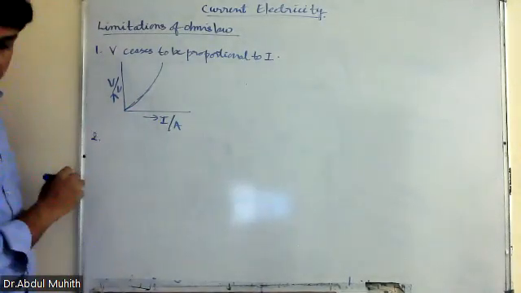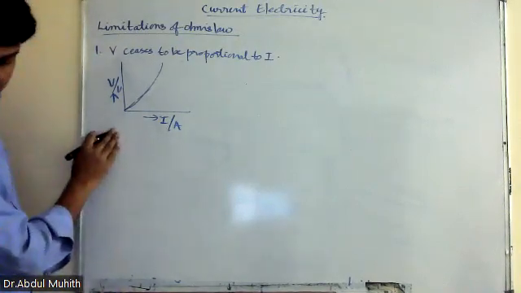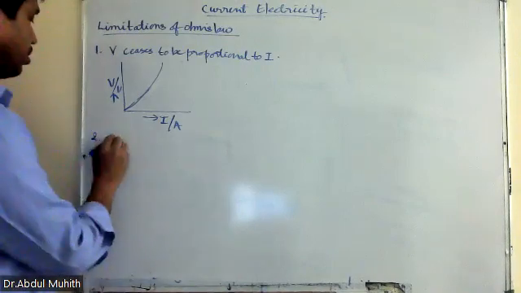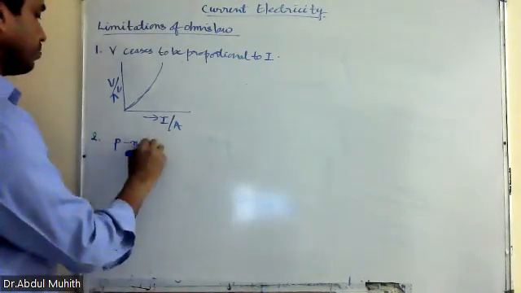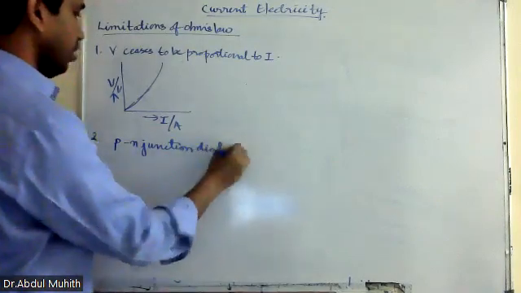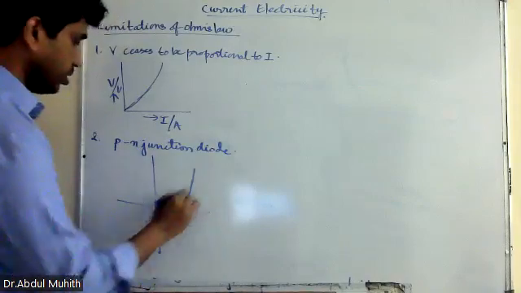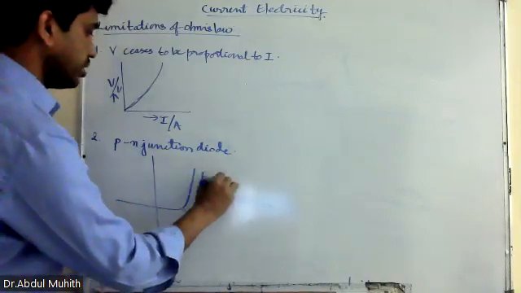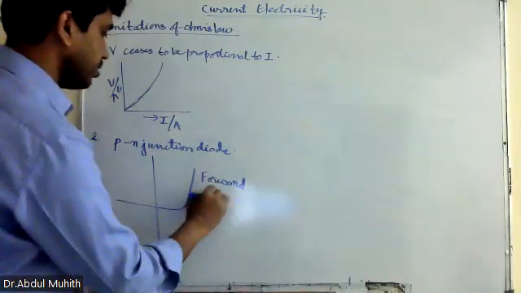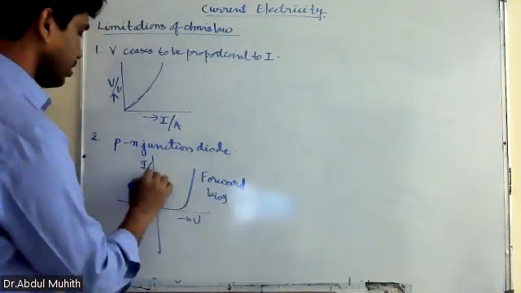The second one is, suppose you take a semiconductor diode, a PN junction diode. In a PN junction diode, what will happen is, suppose you draw a graph like this. So this is forward bias. Forward bias is voltage versus current.